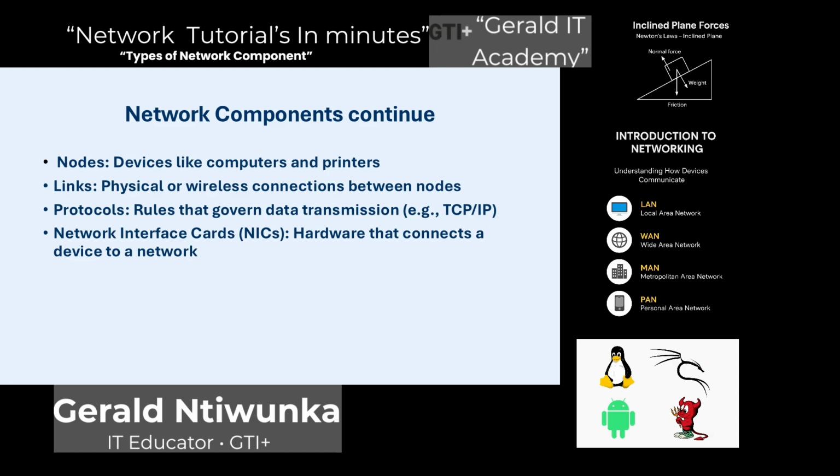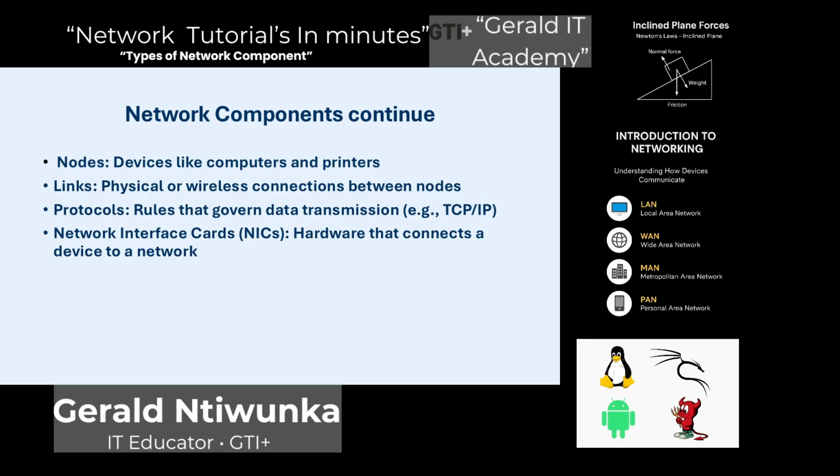Now, as I said, network components include nodes. What are nodes? These are devices like computers and printers, the end systems of the whole thing, where your connection will end, like the computer where you plug in your USB, and your printer where you print your documents. They are called nodes.